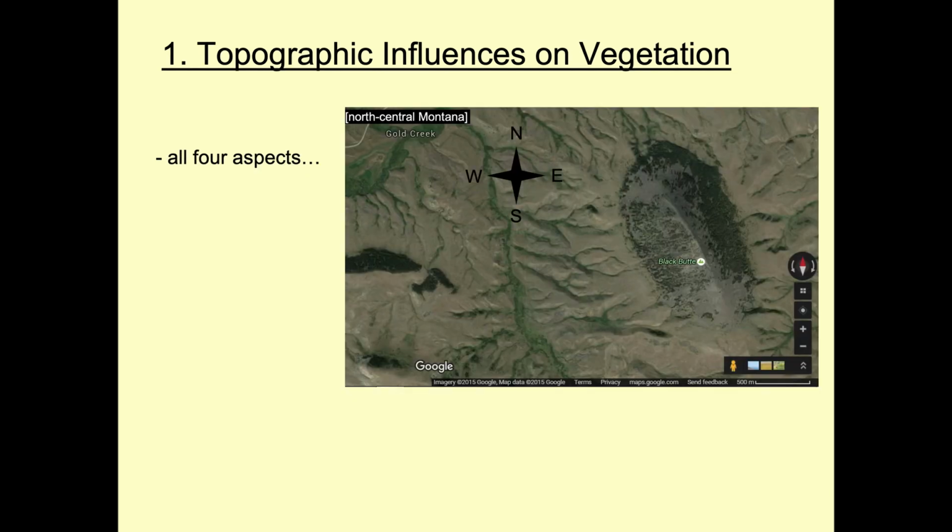Now, the third example is this hill in north central Montana. We get to see all these different aspects and all these interactions at work. On this single hill, you get to see that the northern aspect as well as the eastern aspect has the highest amount of vegetation.